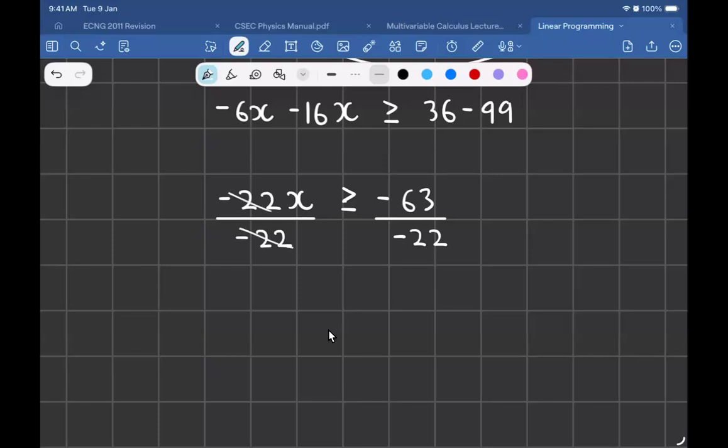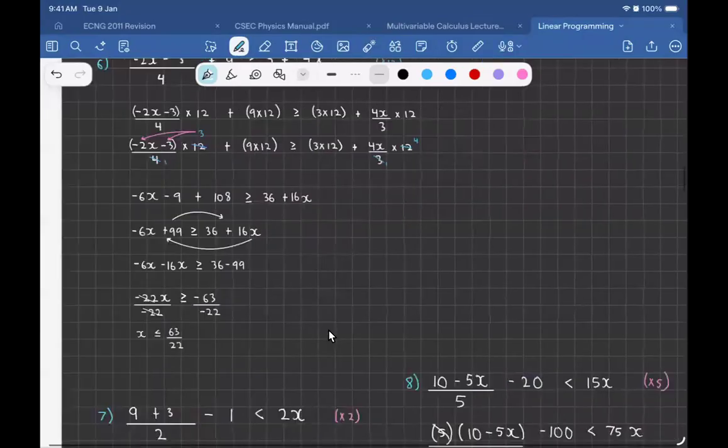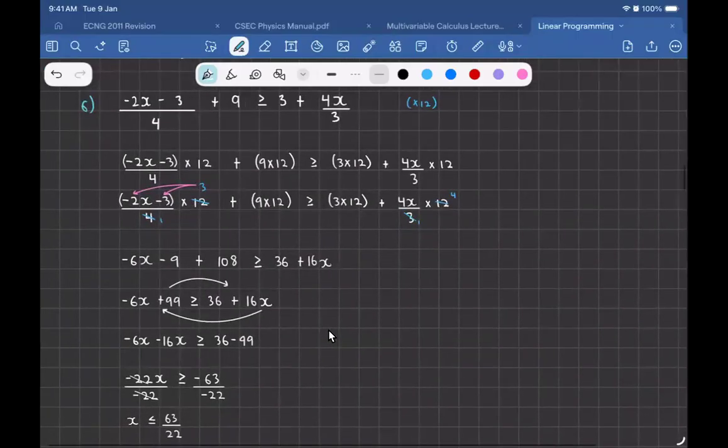So I would say x is what? X is less than or equal to negative 2. Now, what's a negative divided by a negative? Positive. I can't simplify, okay. We leave it as 63 over 22, right? Let me know if you're okay with this question.